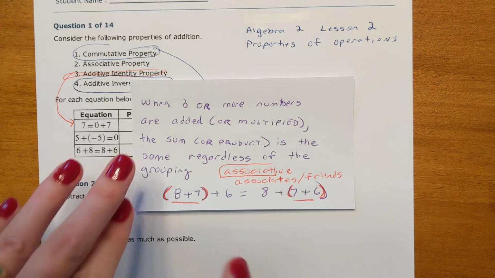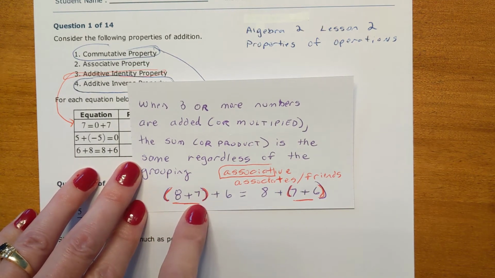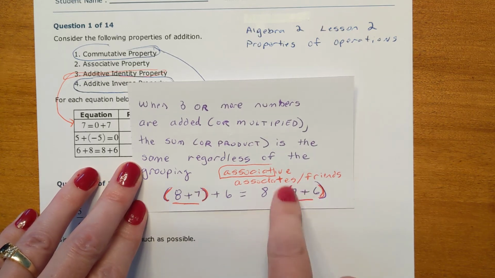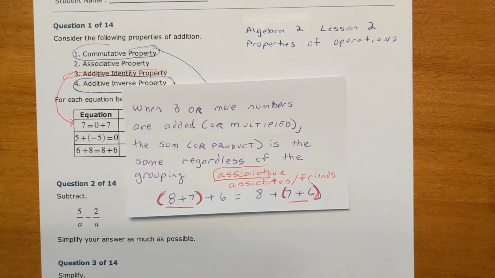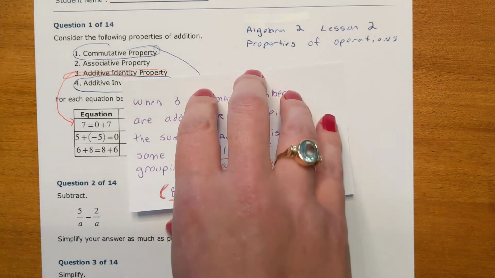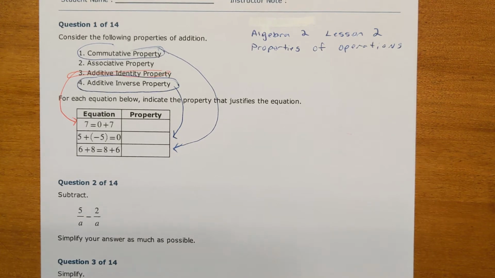So here you think about it, 8 plus 7 is associating or hanging out in the parentheses. Over here now, 7 and 6 are associating or hanging out inside the parentheses. So that could be a way that you could memorize it. All right, so that was a very long answer in number 1 for you. I overachieved there. Number 2, 5 divided by a minus 2 over a. Simplify your answer as much as possible.